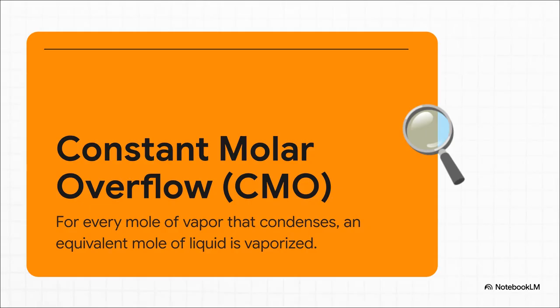And here it is. The entire method is built on one core idea: Constant Molar Overflow, or CMO for short. Just think of it as a perfect one-for-one trade. It assumes that for every single mole of vapor that condenses down onto a tray, 1 mole of liquid boils up. This keeps all the molar flow rates nice and constant within each section of the column.